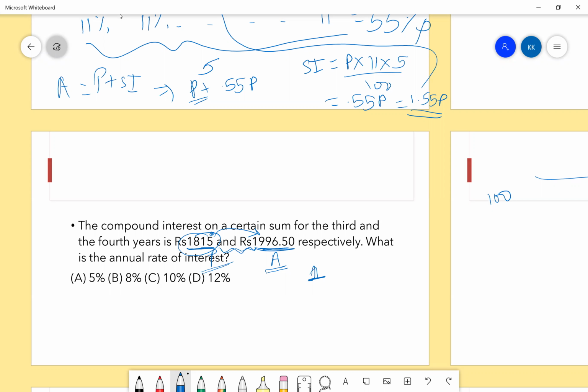I have one small doubt. For example, in the question, if we are given the amounts for respective years instead of the compound interest, can we use this method? Then you cannot use this method. Then what you will have to do is start with the basic formula right from the first year.